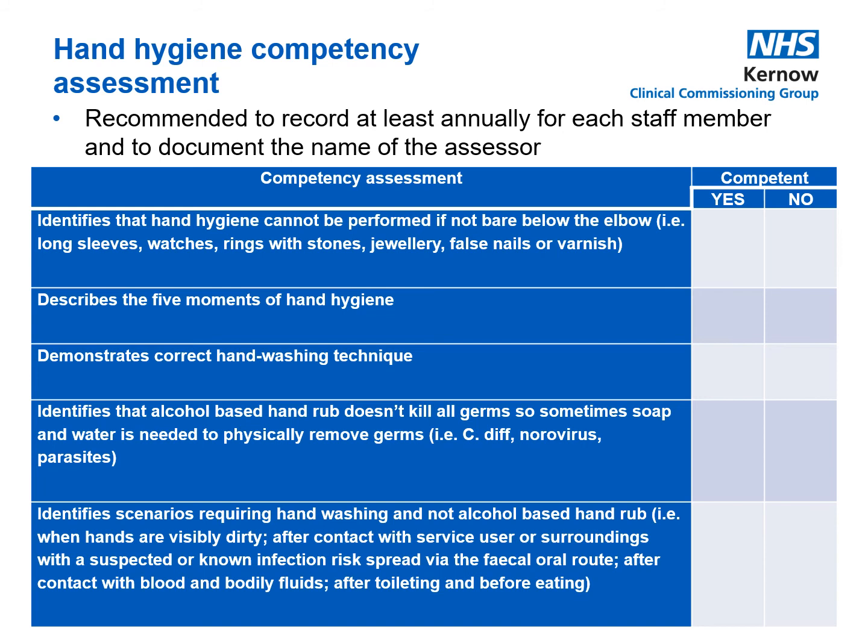The staff member should also be able to identify scenarios that require hand washing rather than alcohol rub. For example, when hands are visibly dirty, after contact with a service user or their surroundings with a suspected or known infection risk spread via the fecal-oral route, such as diarrhea or vomiting, after contact with blood or bodily fluids, after toileting and before eating.